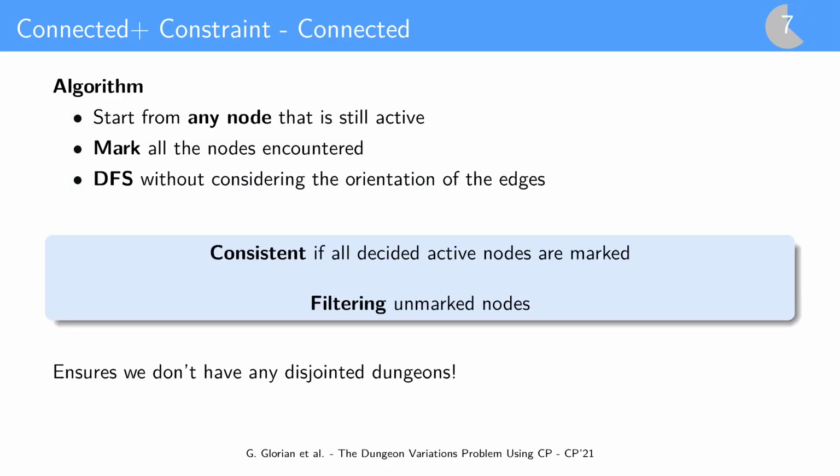To avoid distinct dungeons inside one variation, we explore the graph starting from any node of the graph that is still active in the search. All the nodes we encounter during the DFS are marked as seen. Notice that in this part of the Connected Plus constraint, we go through the graph without considering the orientation of the edges. If all decided active nodes are seen during the DFS, then the graph is not disjoint and we can then filter unseen nodes.